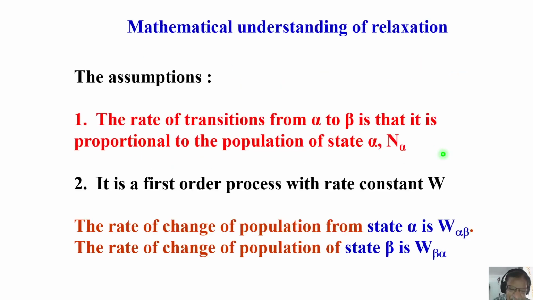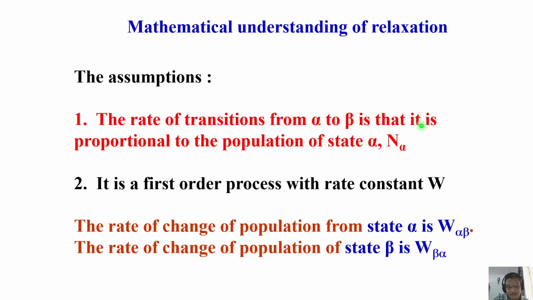Now let us try to do simple mathematics. Not great mathematics, we don't need to worry too much. We'll go very simple, with what you know. We will make two basic assumptions. One, the rate of transition from alpha to beta is proportional to the population of the alpha state. The rate of transition W from alpha to beta, W alpha beta, we say is proportional to the number of spins in this alpha state. The number of spins is n. So W alpha beta we say is proportional to n alpha.